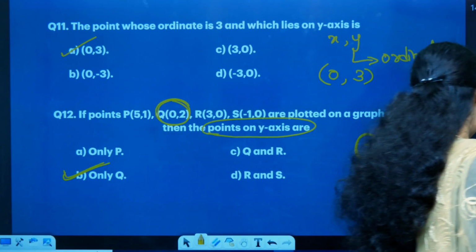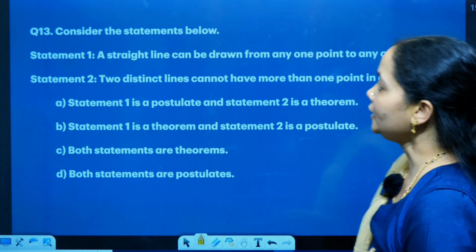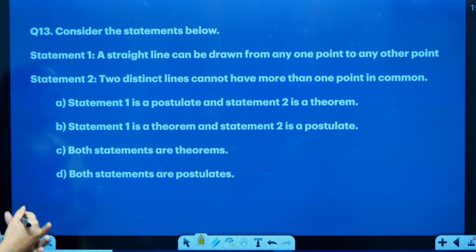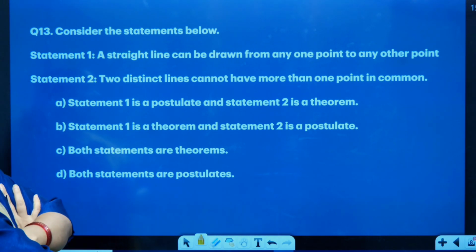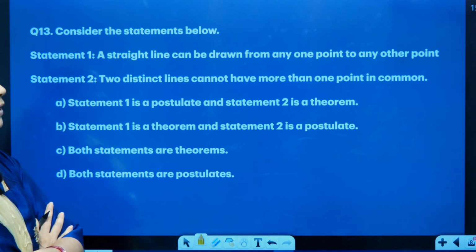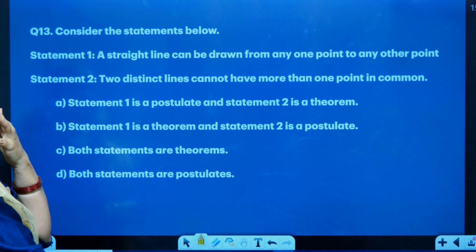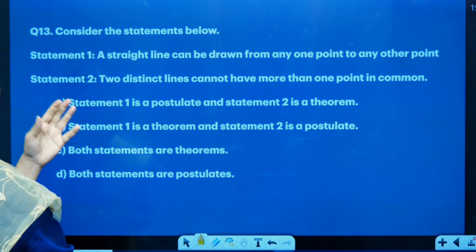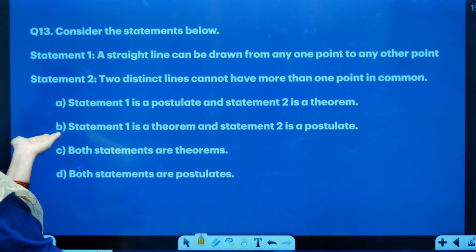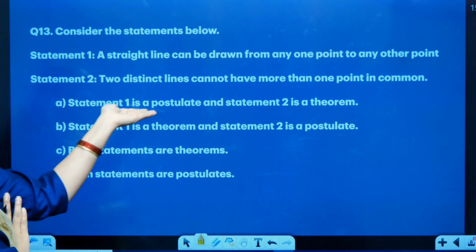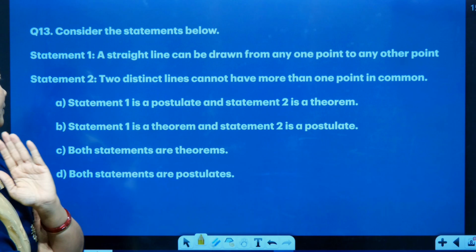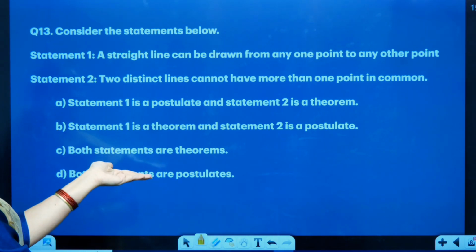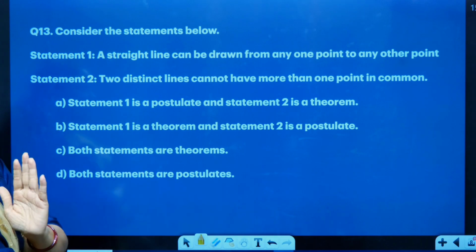Going to the next question in a quick format. 13th one, consider the statements below. Statement 1: a straight line can be drawn from any one point to another point. Statement 2: two distinct lines cannot have more than one point in common. They have given us some options. Let us read the options. Statement 1 is a postulate and statement 2 is a theorem. Statement 1 is a theorem and 2 is a postulate. Both statements are theorems. Both statements are postulates.